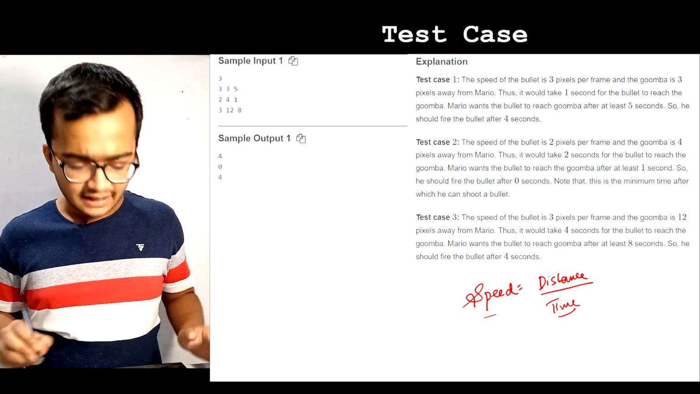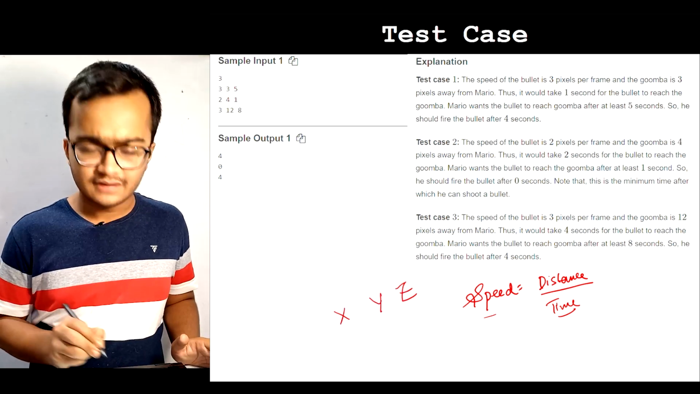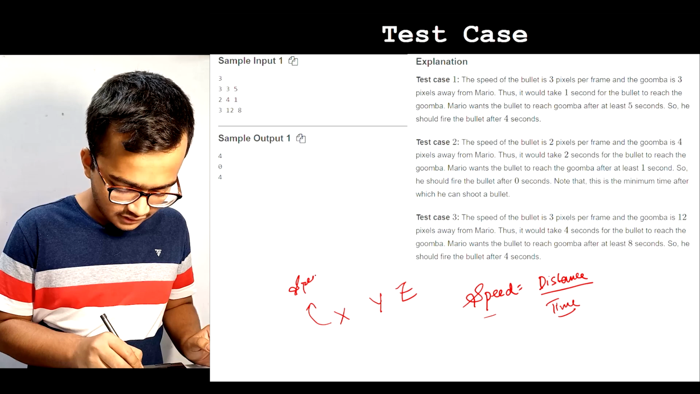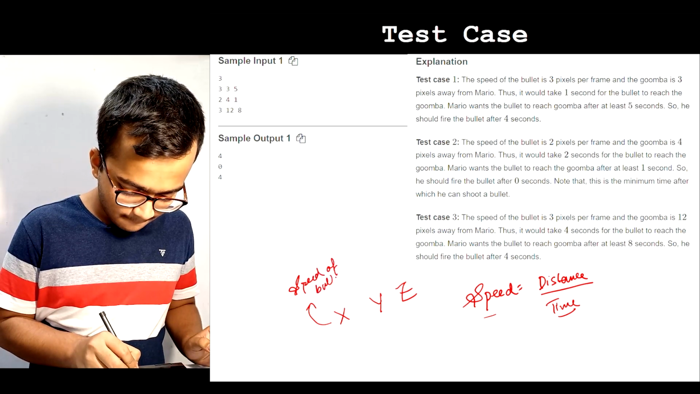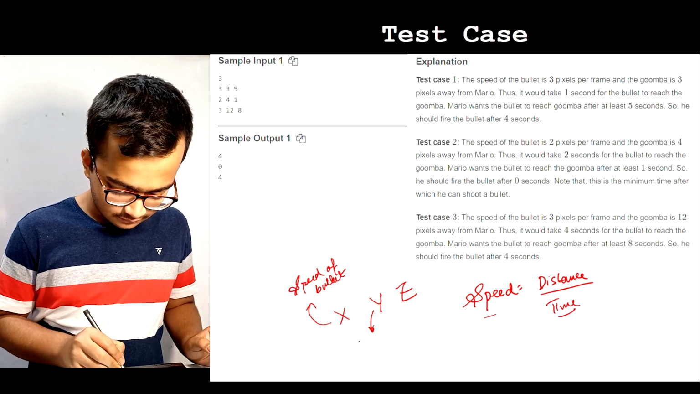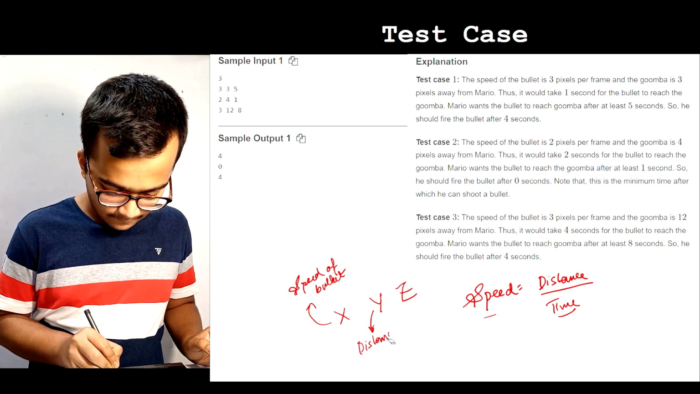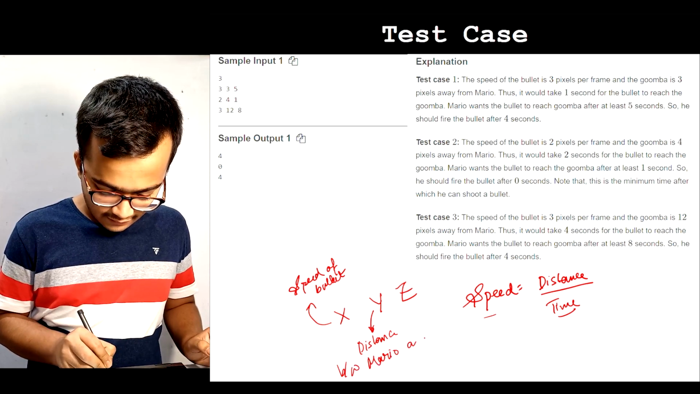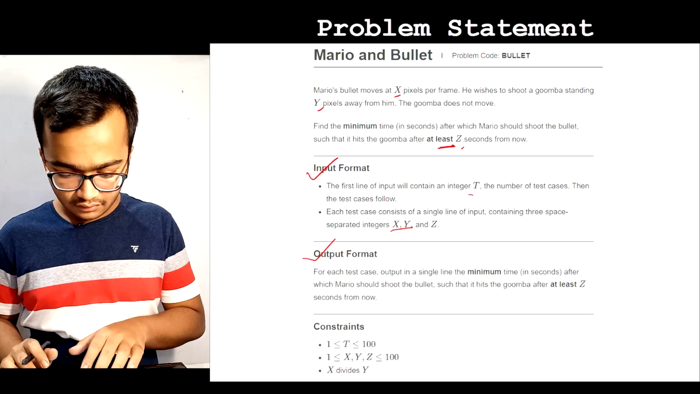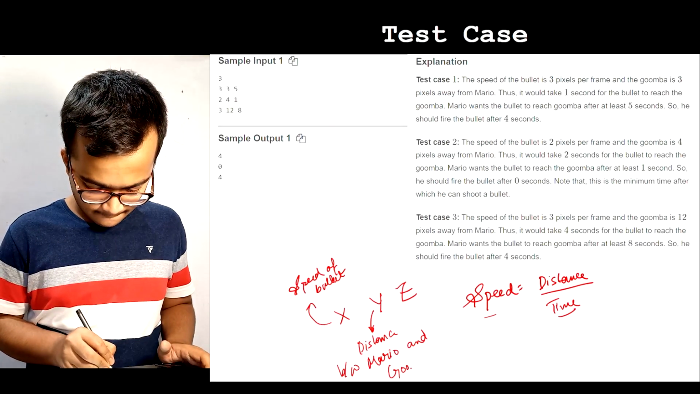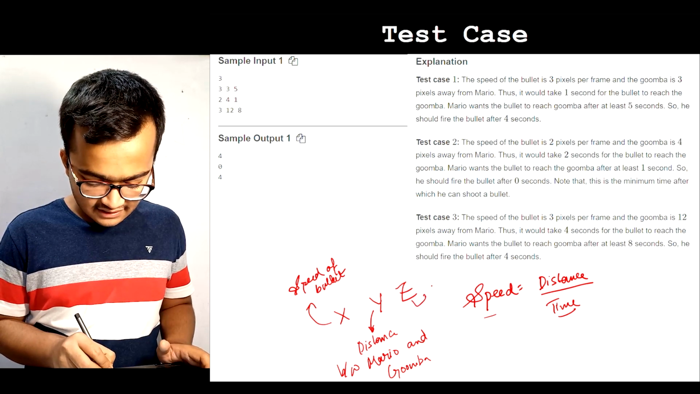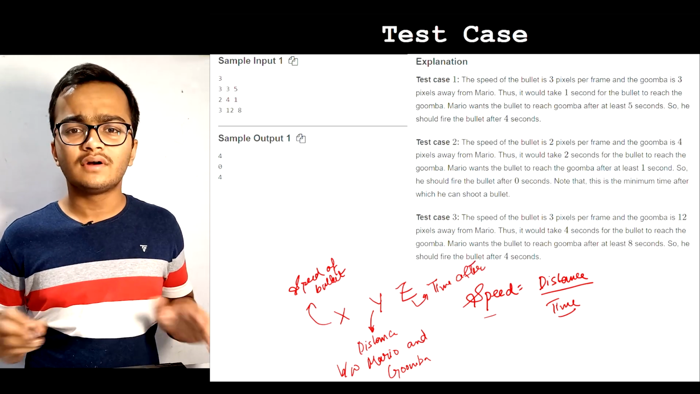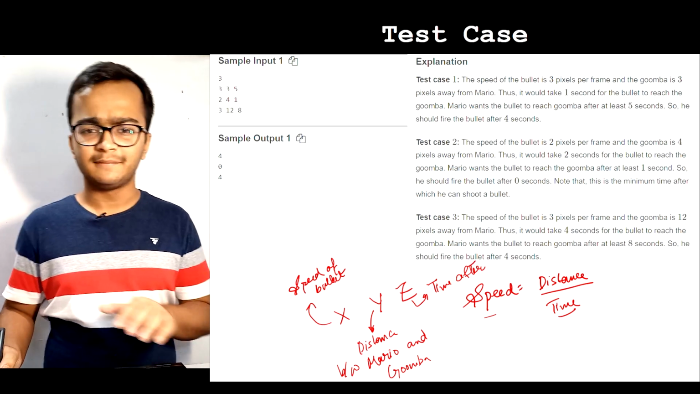What do we have? We have supplied x, y and z as input to the compiler. What is x? x is the speed of the bullet. Let's write it over here: speed of bullet. What is y? y is the distance between Mario and the other character, Goomba. And what is z? z is the time after which Mario wants the bullet to hit Goomba. I am not writing that because it will make it dirty.